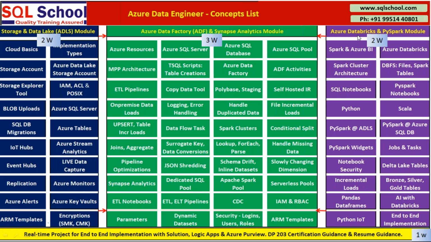Then we have the open source Databricks and PySpark module. Again, same concepts: incremental loads, ETL activities, data warehousing, parameters, and so on. And at the end, the 8th week would be about the project. 7 weeks of classes, and the 8th week would be the project work you would get involved in. You will give it a try and then get my solution.